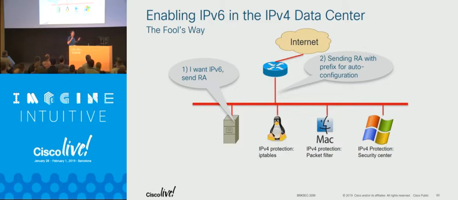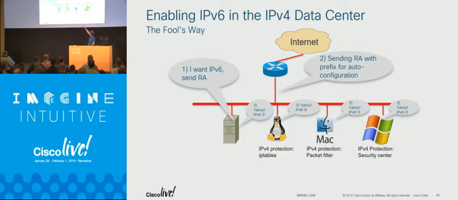By default, on a Cisco device, when we are sending a router advertisement, we are also sending a prefix configured for autoconfiguration. That's the default. So what you get here is, you got v6, but all the others, because they have IPv6 enabled by default, also have IPv6 access, an address and everything.